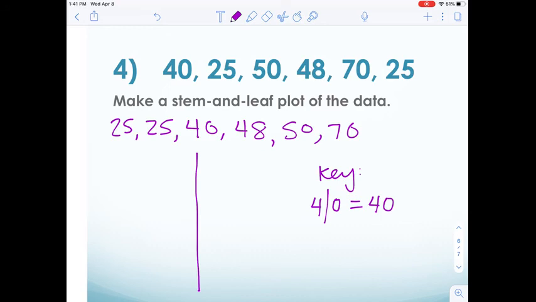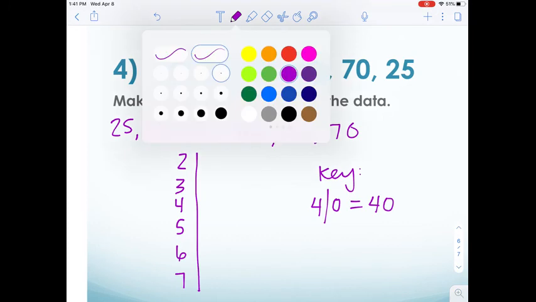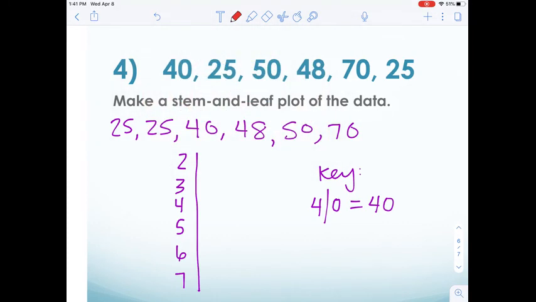Then I'm going to start my stems with my lowest value. So it looks like 20, so I'm going to start with a 2. I have to get up to 7, but I cannot skip any values. So I'm going to go 2, 3, 4, 5, 6, 7. And then I'm just going to fill in what I know for my leaves. So I have two 25s. I'm going to do a 5, no comma, and add another 5. So this shows me that there's two 25s.